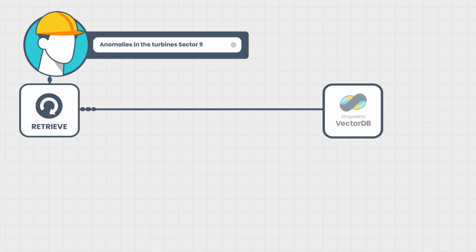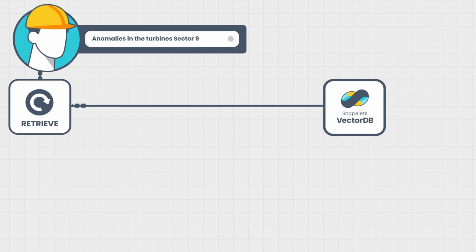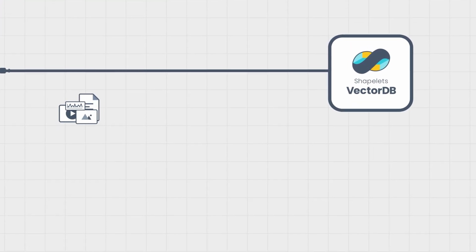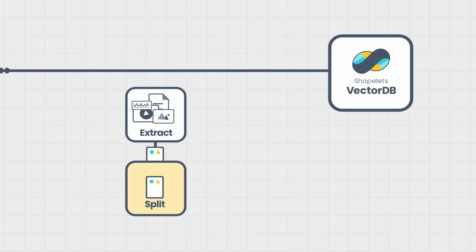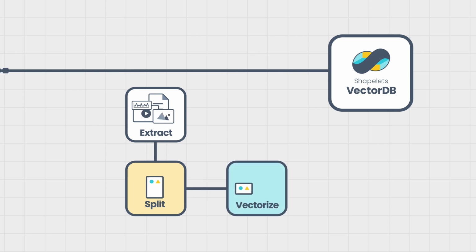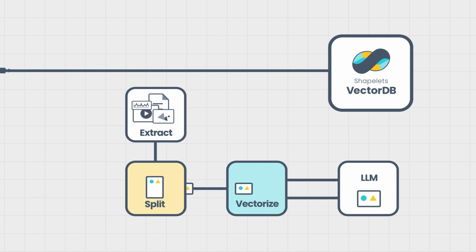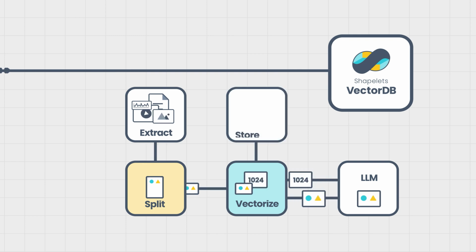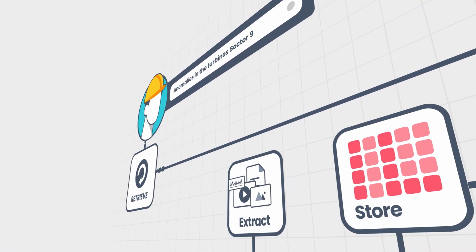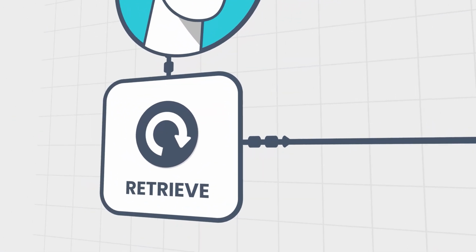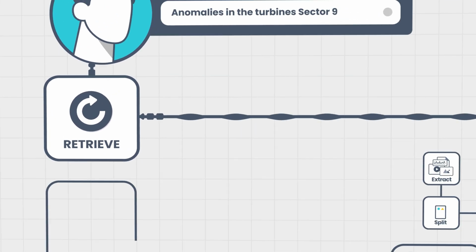To develop a vector database, it is essential first to establish a corpus of information. This information, whether videos, metrics, images, or text, is transformed into vectors or embeddings using a model, representing them as numerical values. Finally, we store these vectors in Shapelets VectorDB, creating a comprehensive knowledge database.